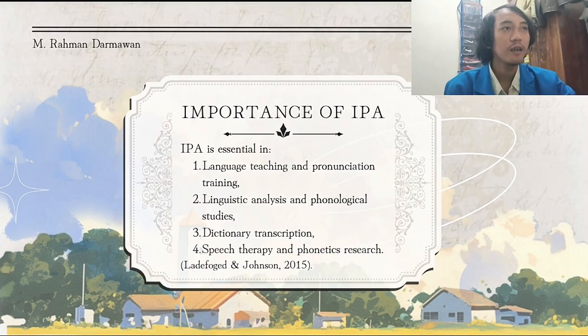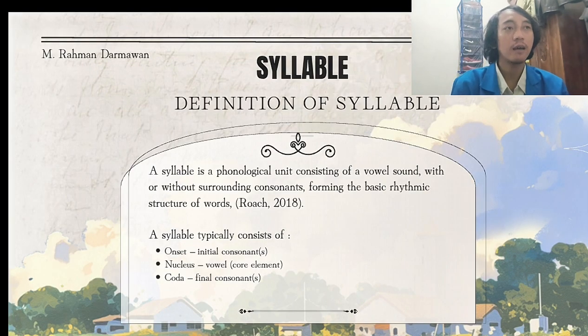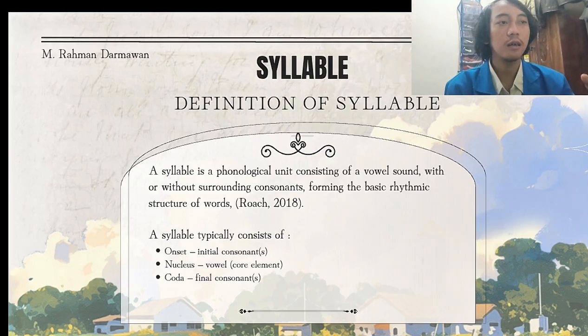And for the material of syllable, the definition of syllable: a syllable is a phonological unit consisting of a vowel sound with or without surrounding consonants, forming the basic rhythm structure of words. This explanation follows Roach, 2018. A syllable typically consists of 1. Onset, the initial consonants, 2. Nucleus, the vowel core element, and the last one, coda, the final consonants.